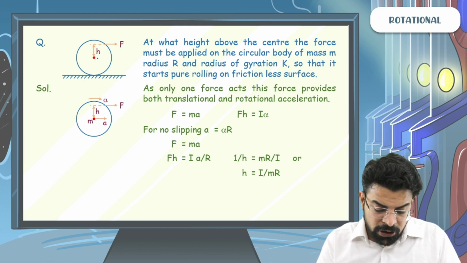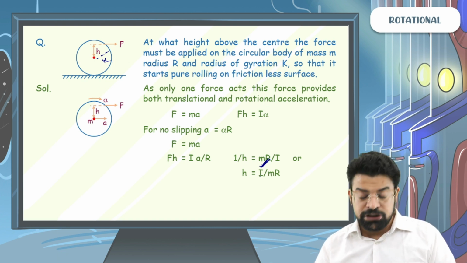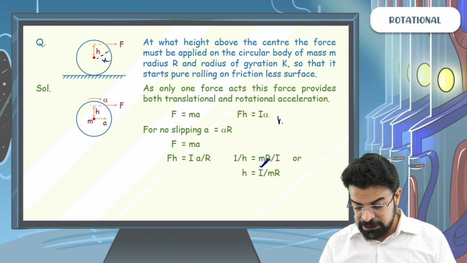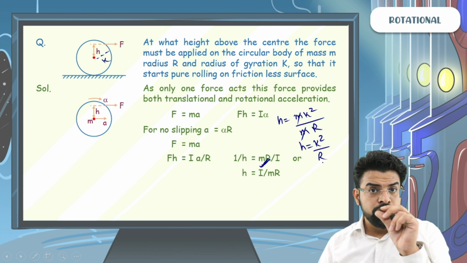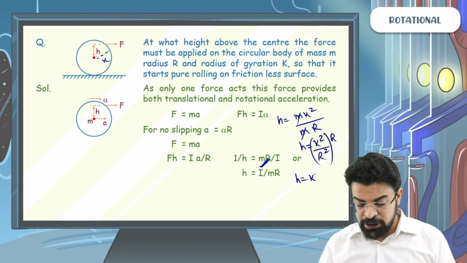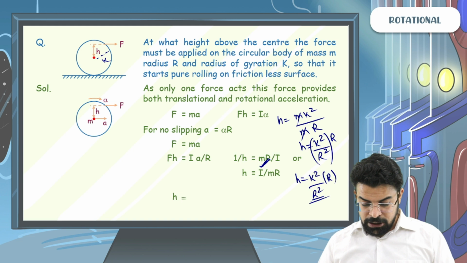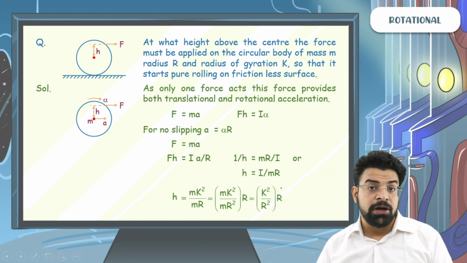This body has a radius of gyration k about its axis. So in place of moment of inertia, you can write m k square. So let us see here, h equals m k square by m r. Cancel out m and m. So h comes out to be k square by r. Multiply both numerator and denominator with r. So what you get here is h equals k square by r square into r.